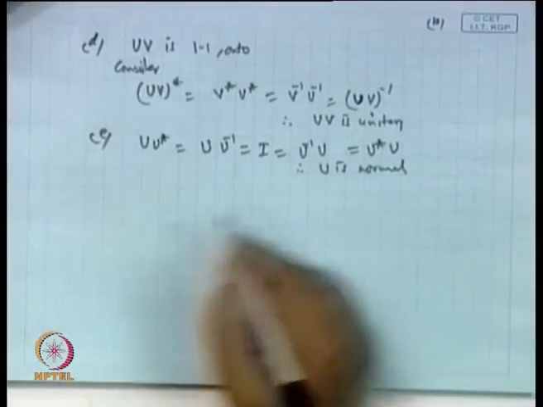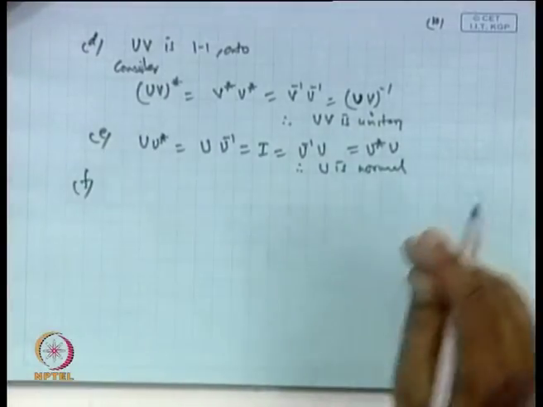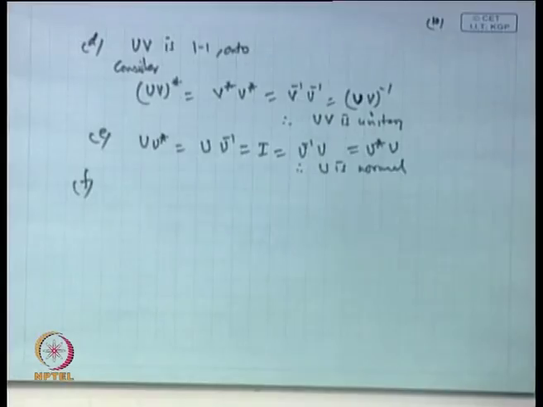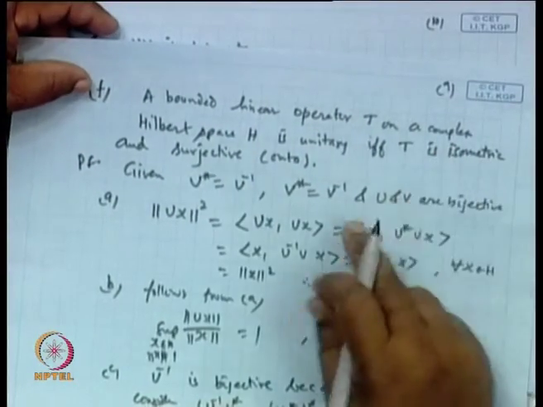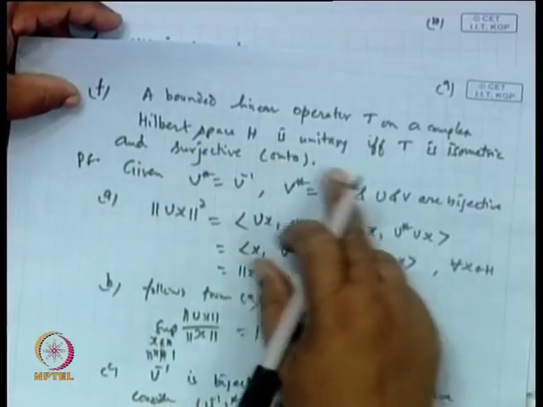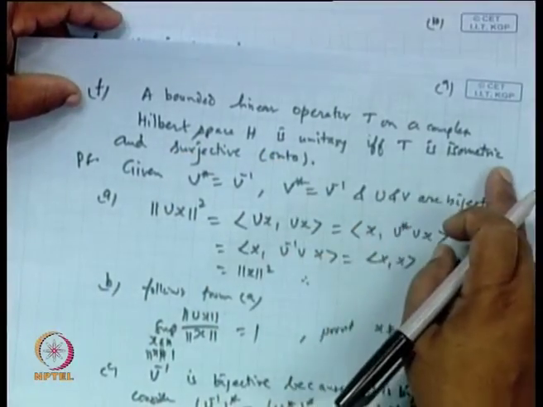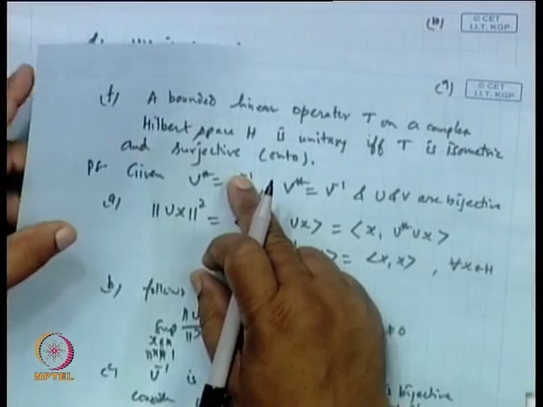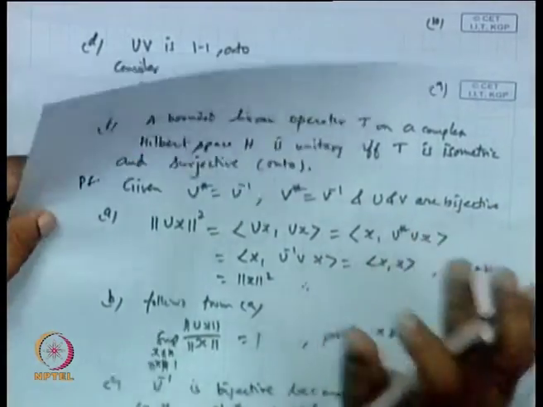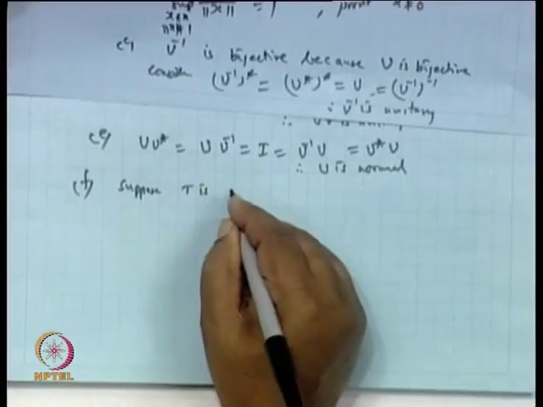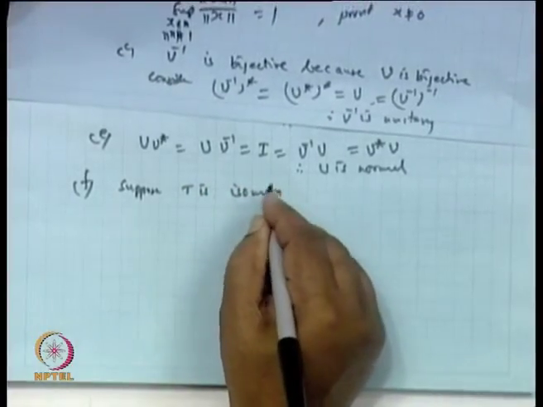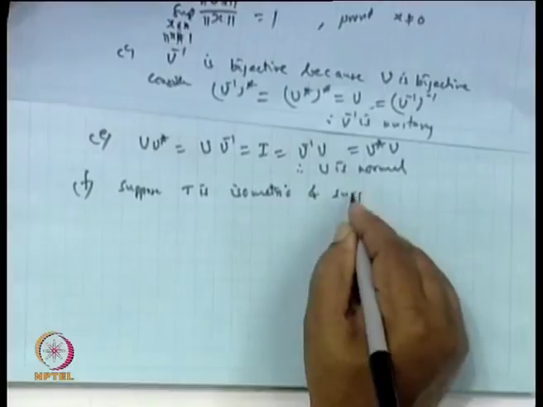Okay. Now the last one. What is needed is this: a bounded linear operator T on a complex Hilbert space is unitary if and only if T is isometric and surjective. Okay, so suppose T is isometric and surjective.